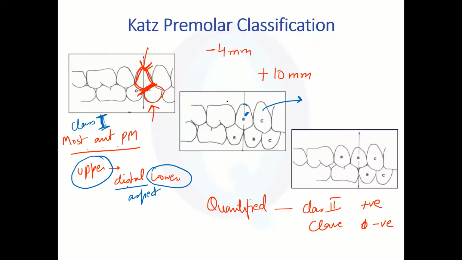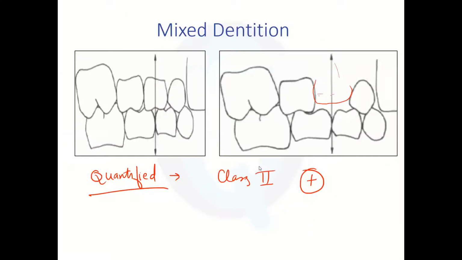How many times has this question come in the exam? Who gave the premolar classification? It is Katz. The second question which has come in the exam is who quantified malocclusion? Katz. So class 2 is plus, class 3 is negative.